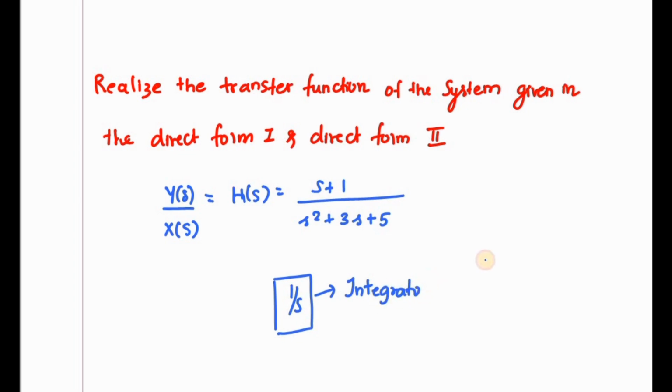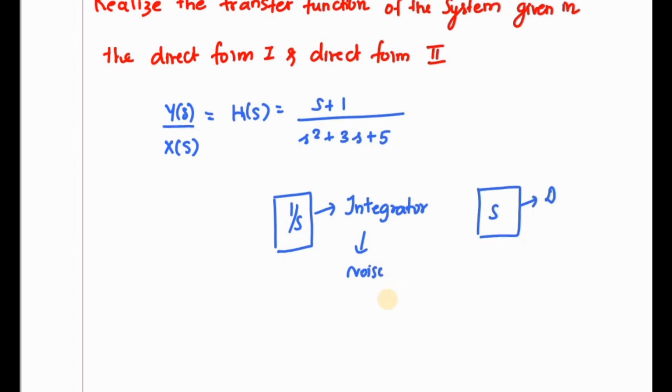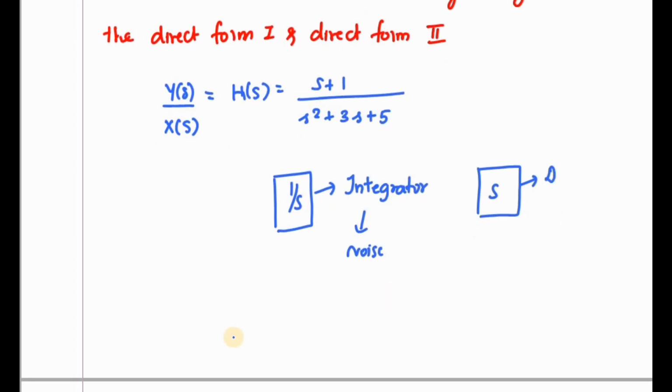If it is s, it is nothing but a differentiator. The differentiator will maximize the noise, and the integrator will suppress my noise. Therefore, we are going to use only an integrator. So I am going to change this. Here I can write for direct form 1.